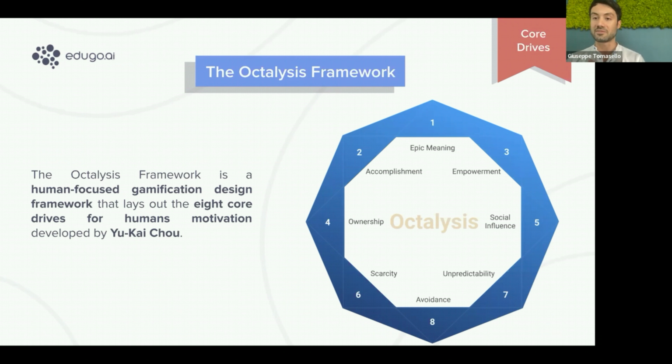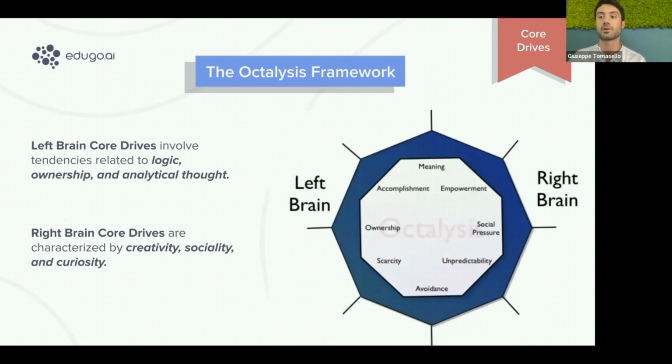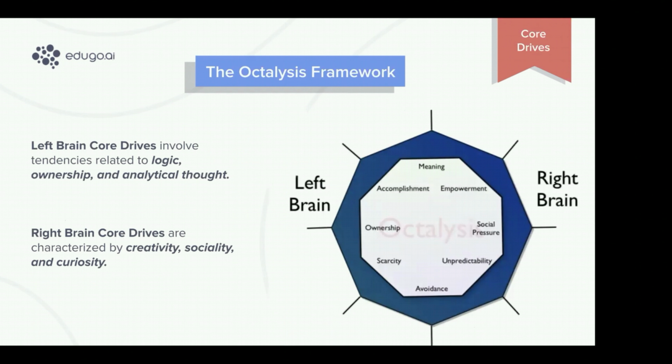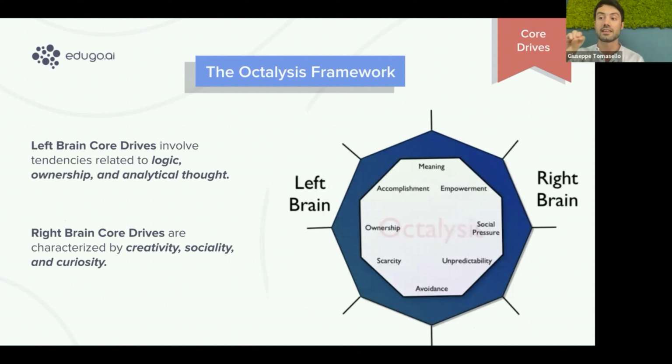And if you would like to dive deeper on this topic, I suggest you read the book The Octalysis Framework from Yu-kai Chou. It's an amazing book, and of course we don't have time to explain everything today. So we're going to give you just a general overview and its application in language learning, but the book is a great resource to dive deeper. There are 8 core drives, and I will go through them very quickly: meaning, empowerment, social pressure, unpredictability, avoidance, scarcity, ownership, and accomplishment.